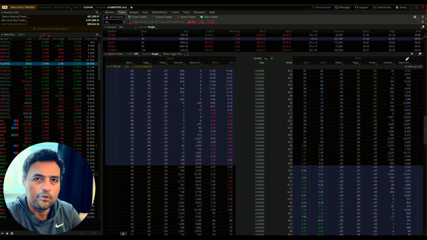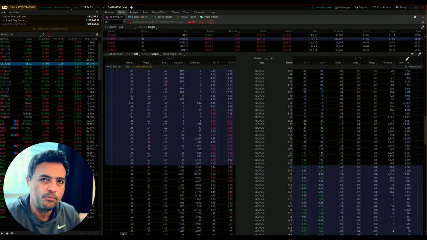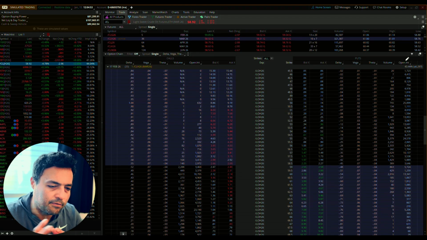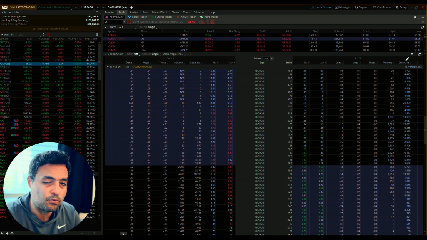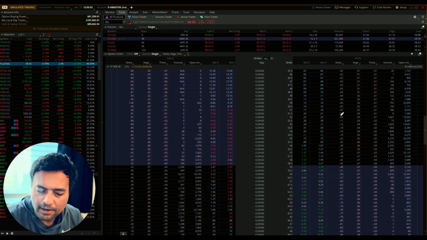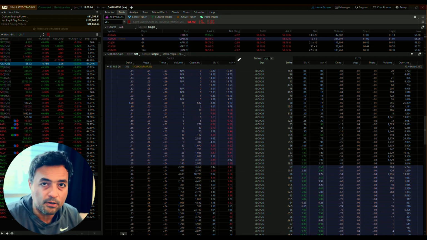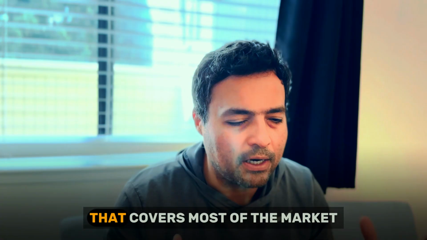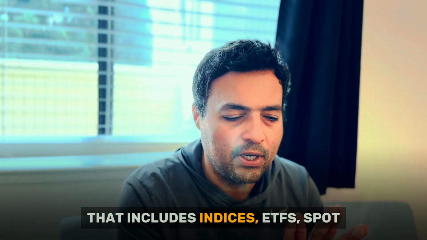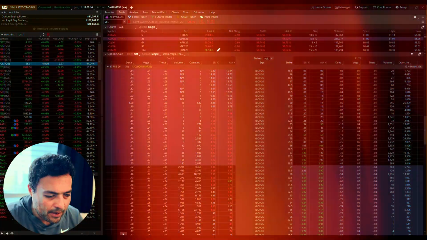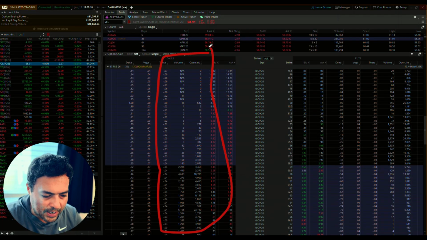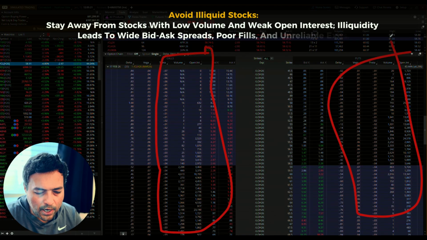So our tradable universe is probably 40 to 50 names, including ETFs and stocks and futures options. I shouldn't say futures. We don't trade futures outright, but futures options, yes, all that kind of stuff. So you can say we have like 40 to 50 names altogether, which is our universe. We don't go out beyond that. That covers most of the market. That includes indices, ETFs, spot, and we are happy with that. We don't want to venture too much out of this space because then you get into illiquid stocks.